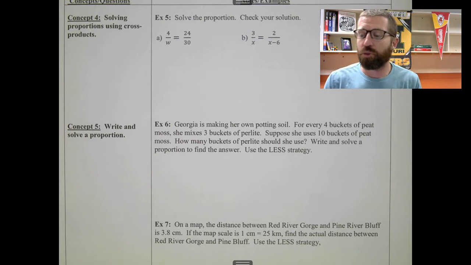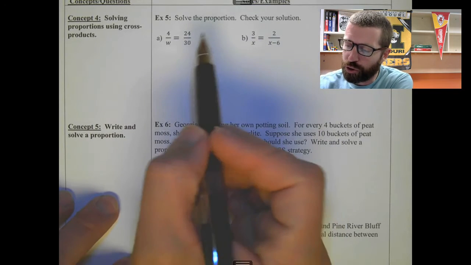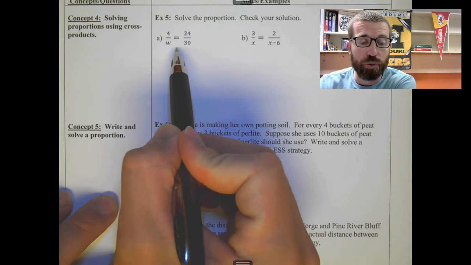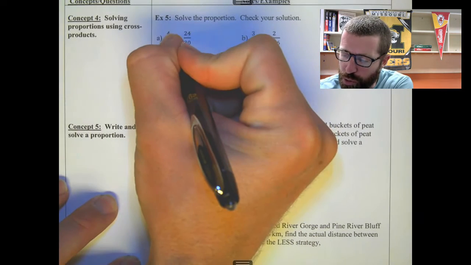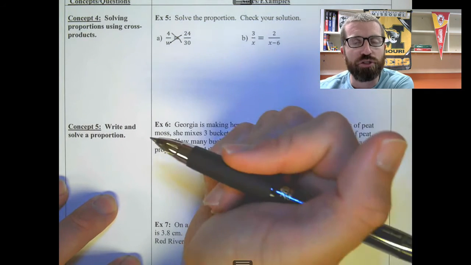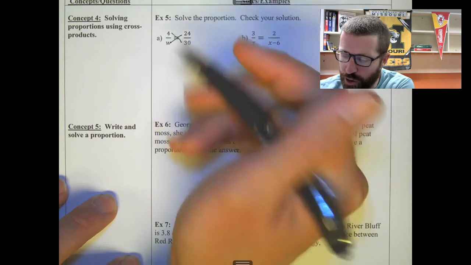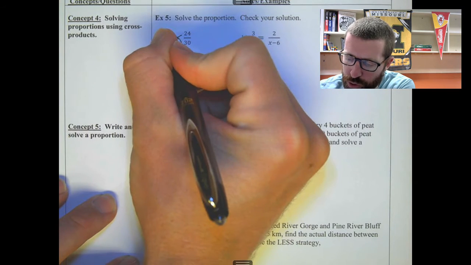Okay, let's look at some examples of cross multiplying, and then specifically when you have to distribute. So first, notice this is a proportion. There's two ratios equal to each other, so we can cross multiply. And so if you multiply 4 times 30 and then 24 times w, that gives you a left side of the equation and a right side of the equation. So this is 24w is equal to 4 times 30.